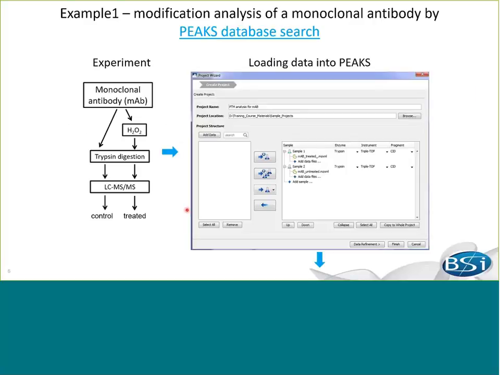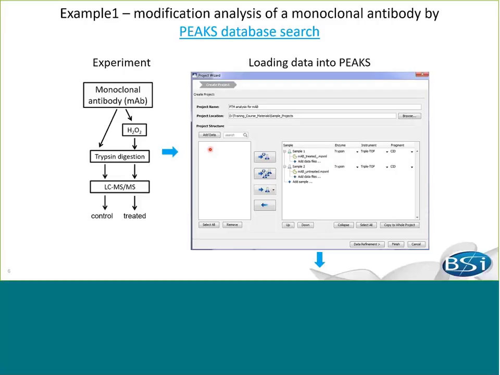Let's start with a simple case, modification analysis of a purified monoclonal antibody protein sample. For this experiment, we used hydrogen peroxide to treat a monoclonal antibody sample and analyzed digested peptides by using LC-MS/MS. The purpose of the study was to determine the sensitivity of the MAB protein to peroxide.